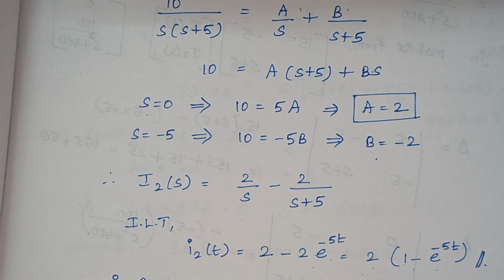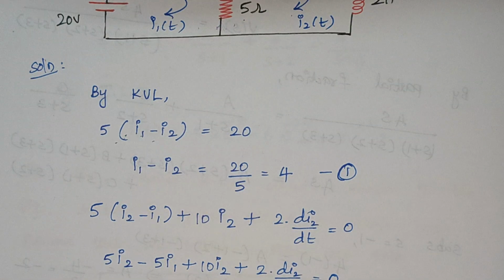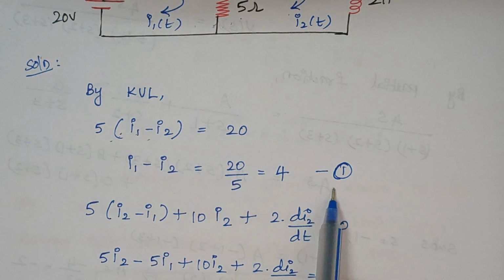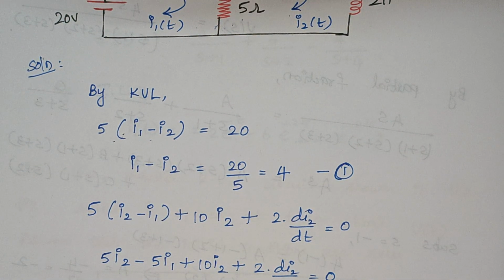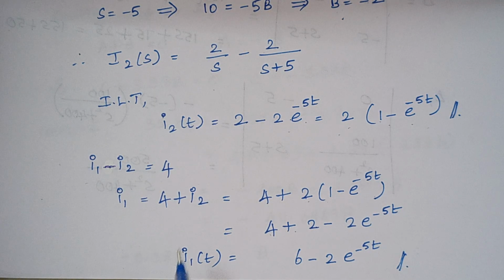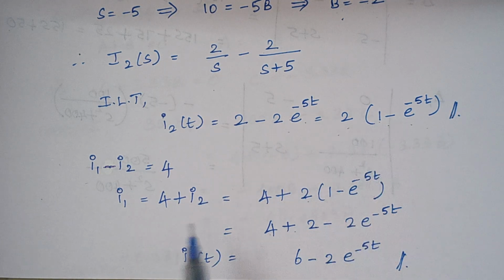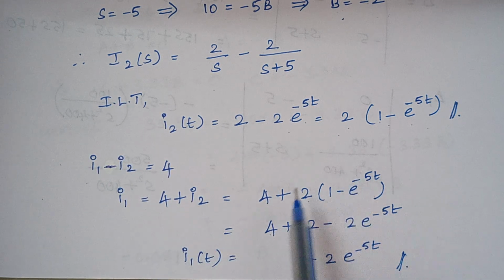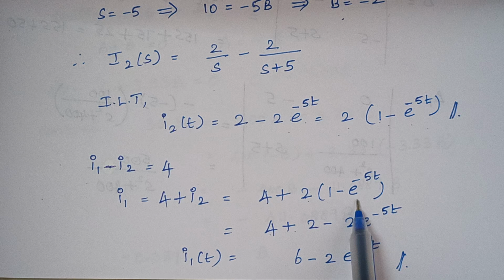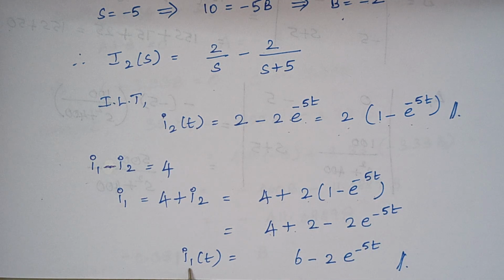Now look back at your equation number 1. So here your equation number 1 is I1 minus I2 is equal to 4. Therefore, here we know the value of I2, right? So the value of I1 is nothing but 4 plus I2. So 4 plus, just substitute these values here, and once you solve, the value of I1 of t is 6 minus 2 into e to the power minus 5t, right? So finally we have found the values of I1 and I2.